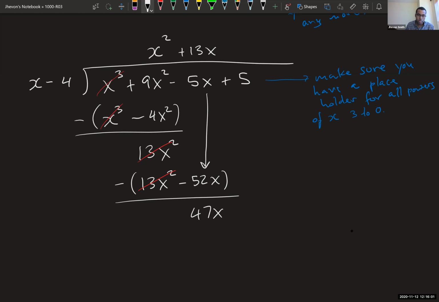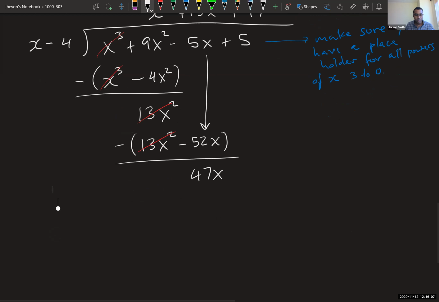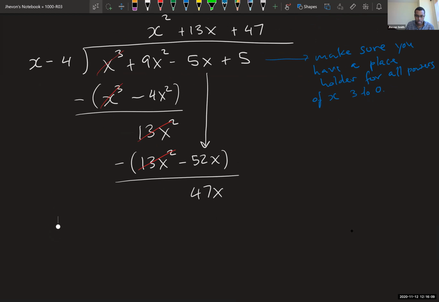47x. Repeat the process. x into 47x, you would have plus 47. You take the 47, you multiply by the x. Then you take the 47, you multiply by the minus 4. And what's that? 47 times minus 4.